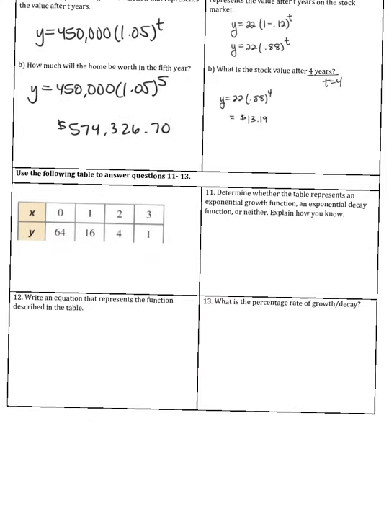Okay, number 11 through 13 use this table. Number 11 says, determine whether the table represents an exponential growth function, exponential decay function, or neither. Explain how you know. Okay, so to get from 64 to 16 and 16 to 4 and 4 to 1, I notice I'm dividing by 4. Okay, and remember above we said that if we're dividing by 4, we need to switch it so that it's multiplication. And remember, dividing by 4 is the same as multiplying by 1/4.